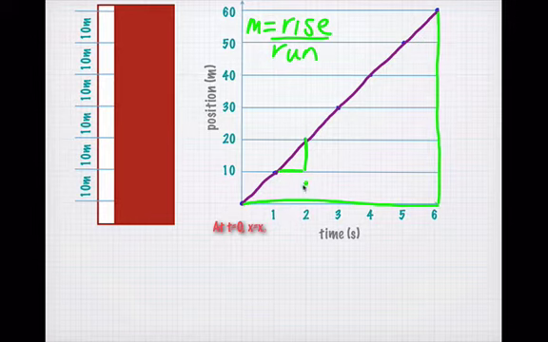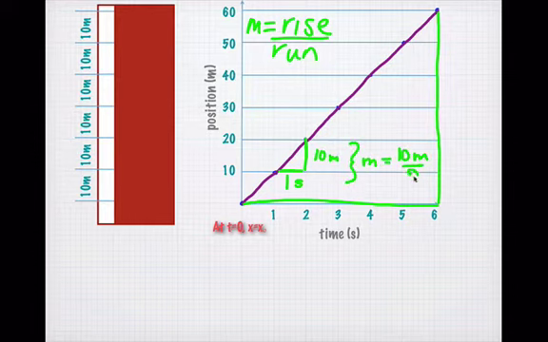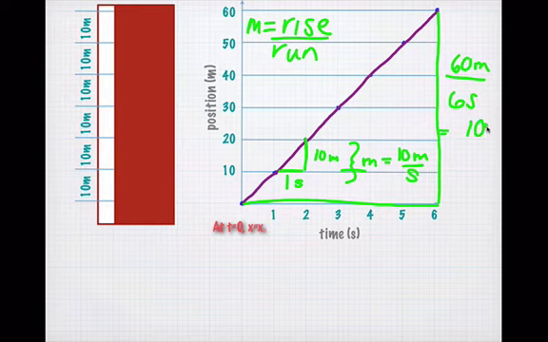So if we look first at this little guy here, between 1 and 2 seconds, I have a run of 1 second. I have a rise of 10 meters. So that gives me a slope of 10 meters per second. And that tells me how fast the car is moving across that time interval. If I look at the entire time interval, the car has traveled 60 meters. So the rise is 60 meters. The run is 6 seconds, which is a slope of 10 meters per second.